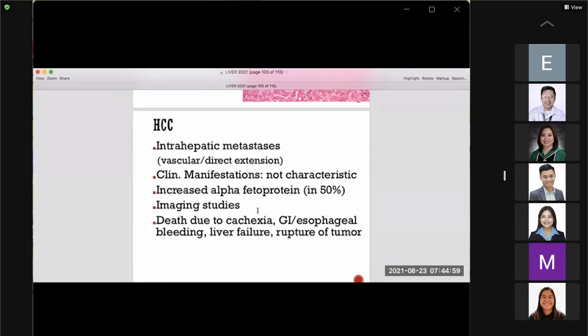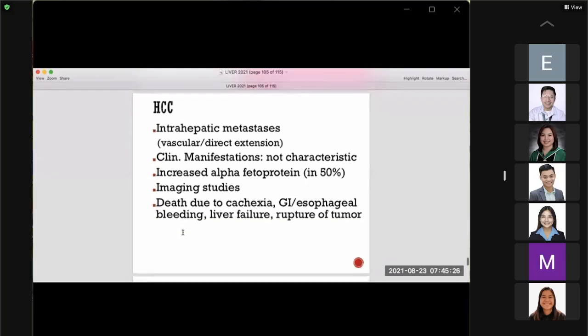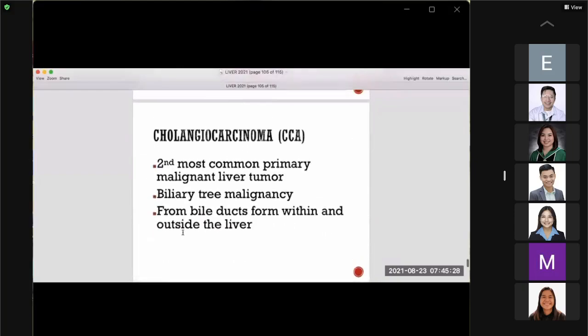secondary to cachexia, okay? Or there are times when there is gastrointestinal or esophageal bleeding, massive bleeding, leading to hypovolemic shock, okay? Liver failure or even rupture of tumor leading to hypovolemic shock as well. Because they develop massive bleeding, but not because of the rupture of esophageal varices, or GI varices, okay?